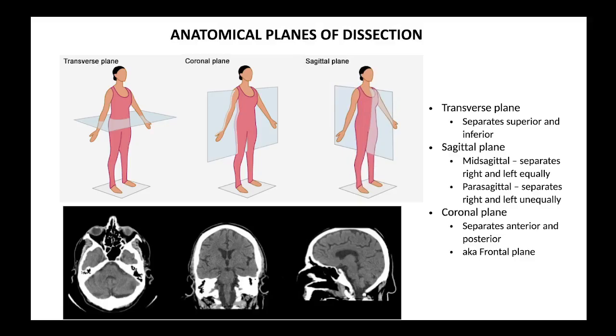So, some anatomical planes of dissection that are going to be very important for the purpose of this course. The first one, to the top left, is going to be your transverse plane. So that's going to be cutting right through the body. Coronal plane is going to be cutting through the body longitudinally, but through the side.